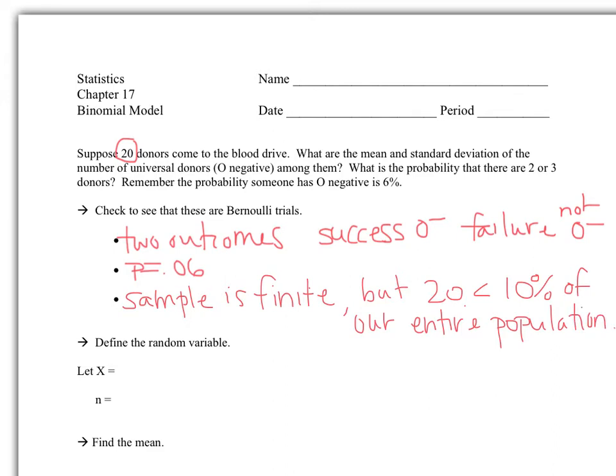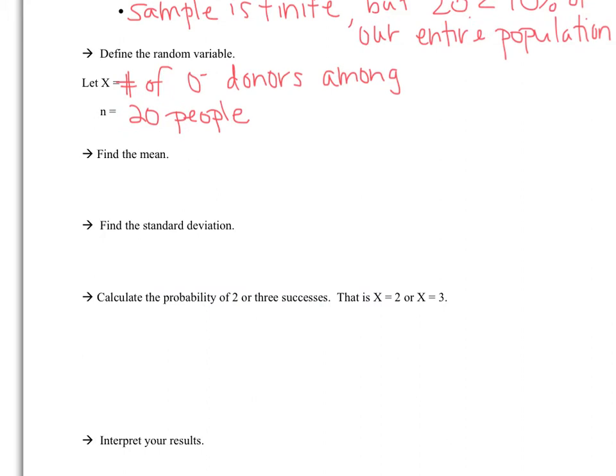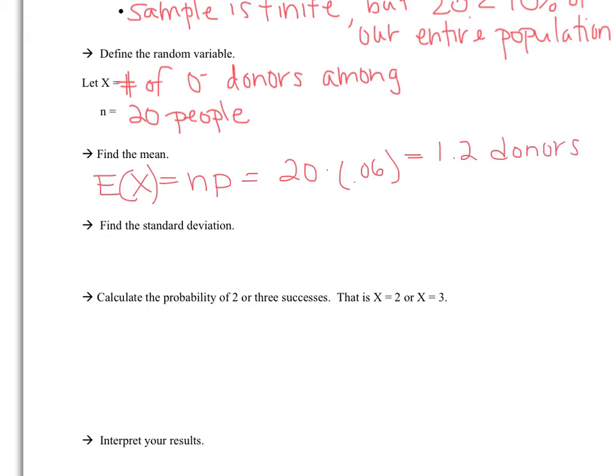So next we're going to define our random variable. Again, let x equal the number of O negative donors or universal donors. Among, it's important here to note that n is going to be our sample size, so among 20 people. To find the mean, this is really asking for our expected value here. We are going to use n times p. So we have 20 people times 0.06, which equals 1.2 donors. So we can expect 1.2 donors to have O negative blood.